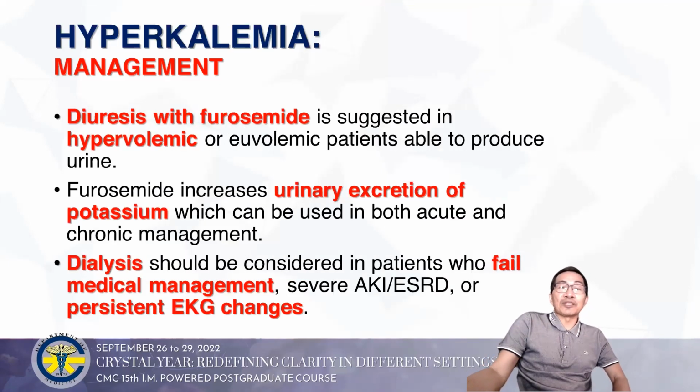So dialysis with furosemide is suggested in hypervolemic or euvolemic patients with hyperkalemia, for the patients to be able to produce urine. Furosemide increases the urinary excretion of your potassium, which can be used both in the acute setting of hyperkalemia or chronic management.